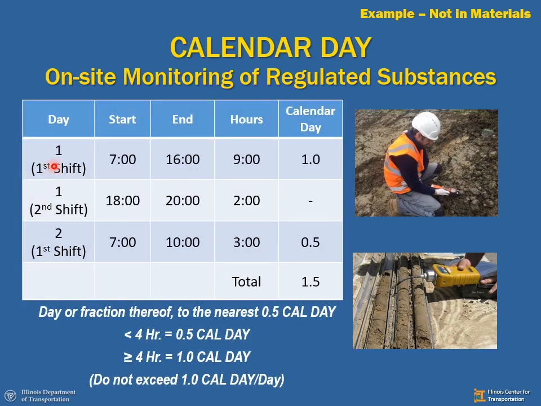Here we go. Shift 1, they get 1 calendar day. They were still in the same day with the second shift, so there's no additional payment. They already got their whole calendar day. The second day, they only worked 3 hours, so they get a half day. So the total for this event would be 1.5 calendar days.